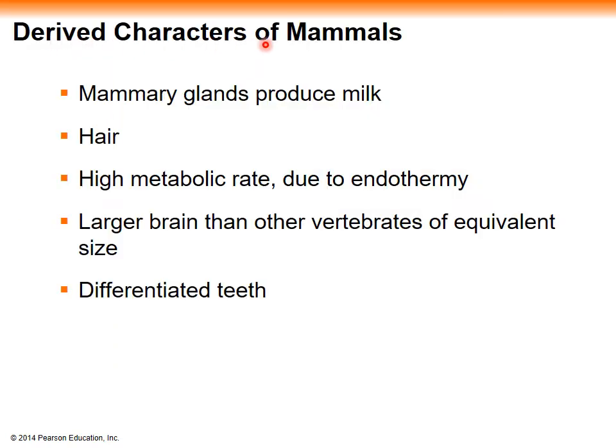So what defines a mammal? Its derived characteristics are mammary glands, hence the name mammal. That's milk production. Hair. Some mammals are quite hairy, right? Very furry. High metabolic rate.